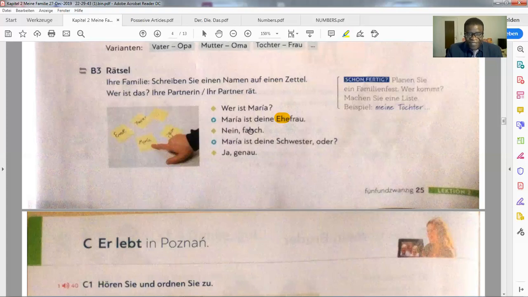Nein, falsch. No, false. Falsch means false. Write it down. Maria ist deine Schwester oder, he's still trying to guess. Maria is your sister or, oder means or. Ja, genau. Ja, genau means exactly or to the point. Write down that. You've learned a lot of vocabulary today.